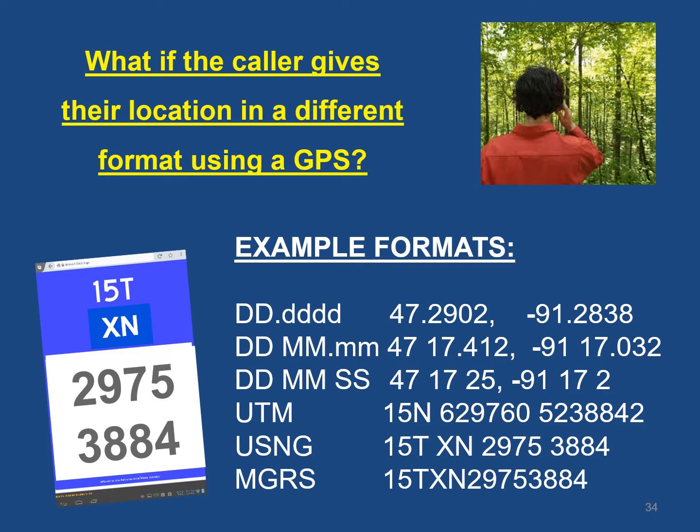What if the caller gives coordinates in other than USNG from a GPS? Any of these coordinates formats or an address can be entered into GIS Surfer. All of these addresses show exactly the same location.